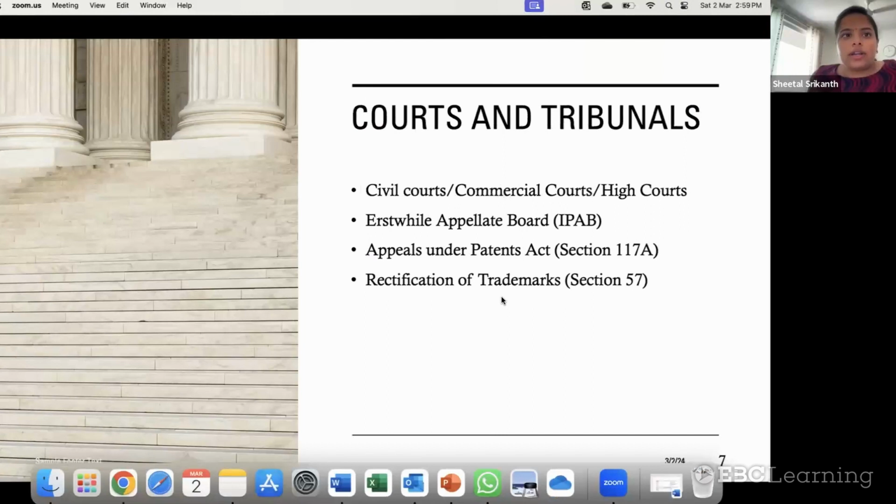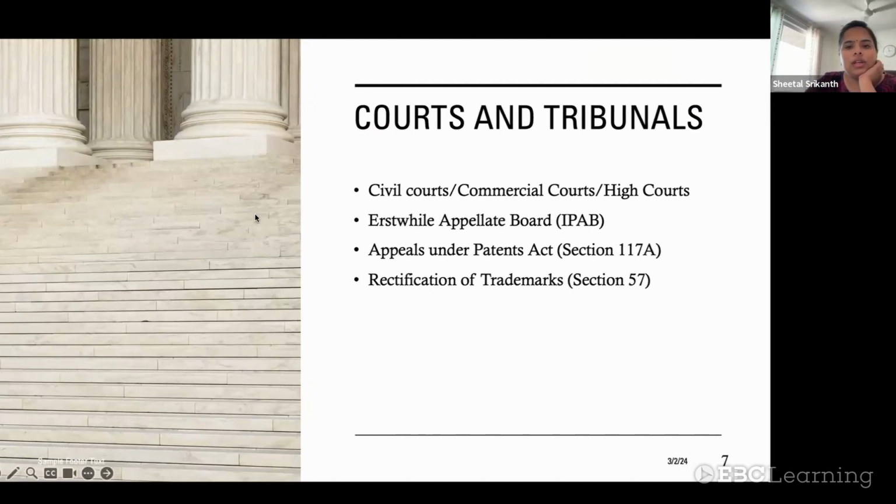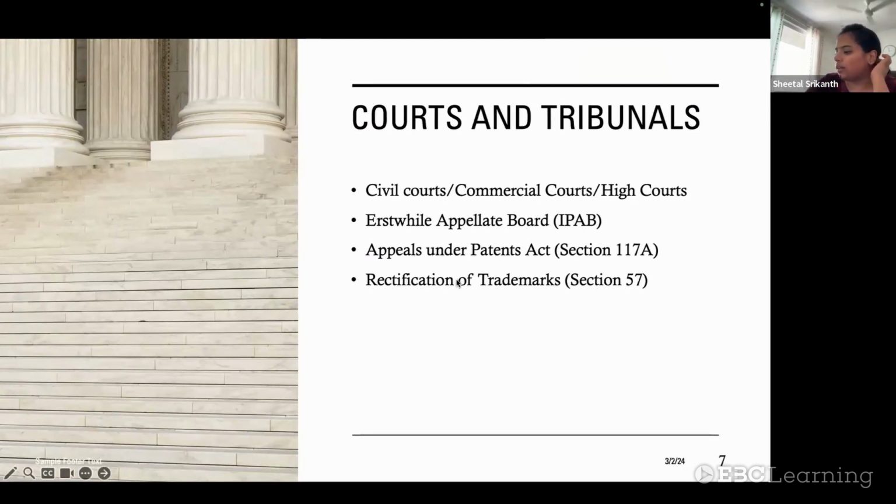Okay, so now I'm going to get into a little bit of what courts have jurisdiction over intellectual property disputes, and how this jurisdiction really comes about. I'll be looking at some aspects of jurisdiction, including some tribunals which don't exist today, but we have to look at them because right now courts are dealing with transfer of matters from these non-existent fora as well.